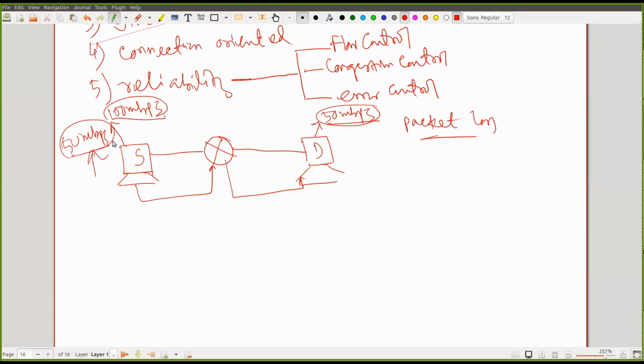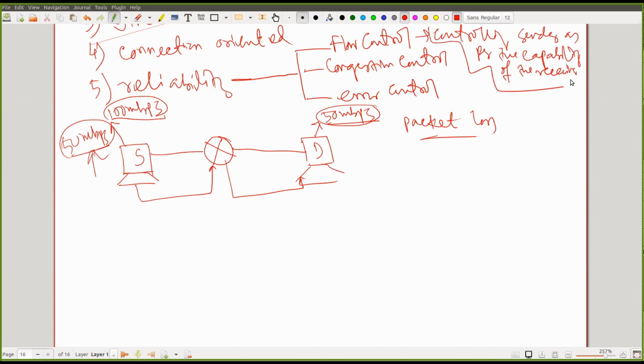Think of flow control. Flow control is nothing but controlling the sender as per the capability of the receiver. Capability of the receiver. So controlling the sender as per the capability of the receiver, if I am able to do so, that kind of mechanism is basically referred to as flow control.